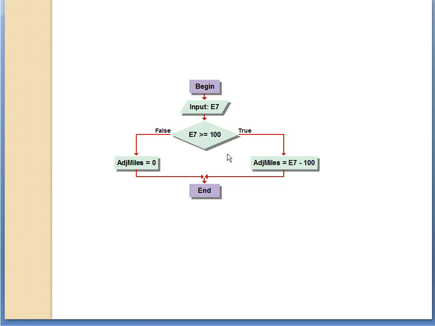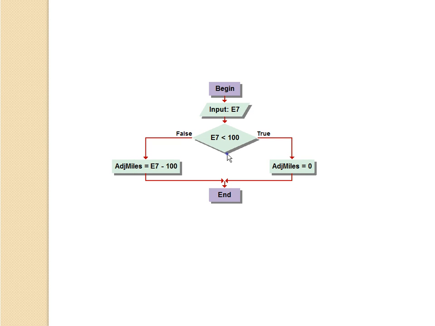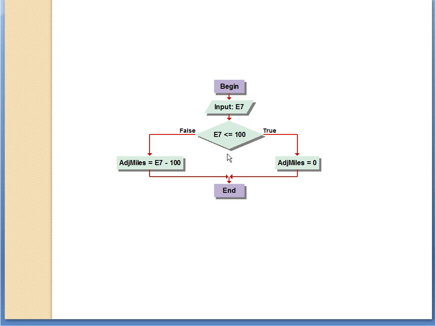Using another possibility, E7 greater than or equal to 100, if it were exactly 100, we would take 100 minus 100 on the true side and end up with 0 in adjusted miles. Perfectly okay. On the other hand, if we said for the adjusted miles, the first 100 are free, if you took that approach, then we say, okay, if it's less than 100, they get 0. That's reflecting that statement. The first 100 are 0. Similarly, we could say less than or equal and come up with 0. In the previous one, when we just said less than, we would take 100 minus 100 and come up with a 0.